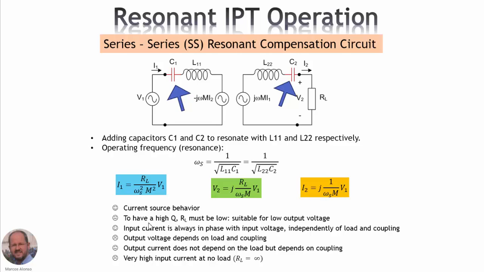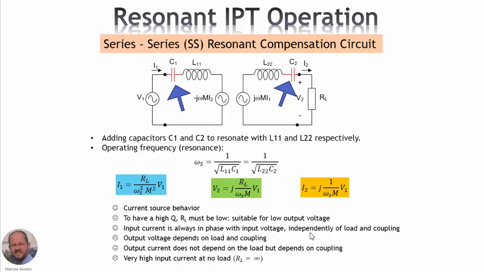Then we have that, as we know, this is a series compensation circuit. So in order to have a high quality factor, the load resistance must be low. So this is suitable for low voltage applications. Another advantage is that the input current is always in phase with the input voltage, as we can see here, independently of the load and the coupling.